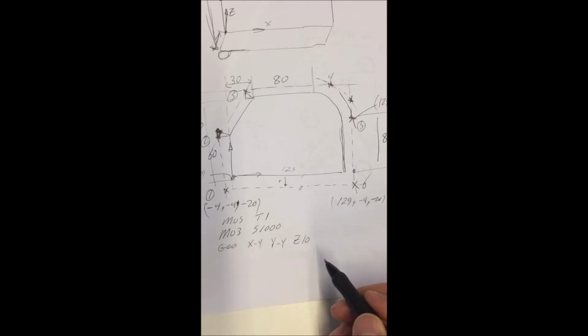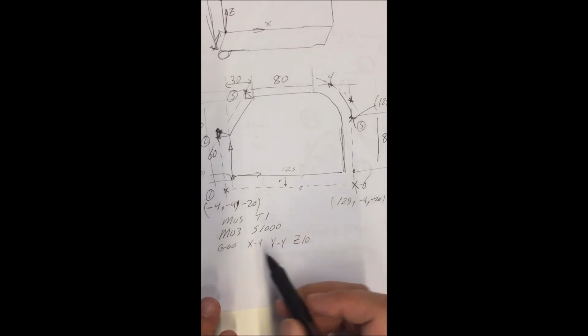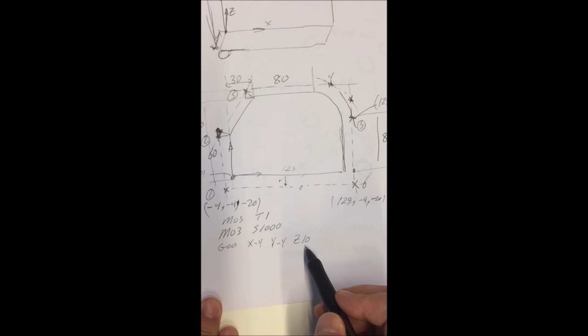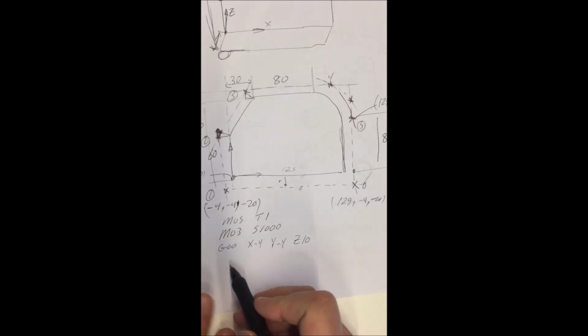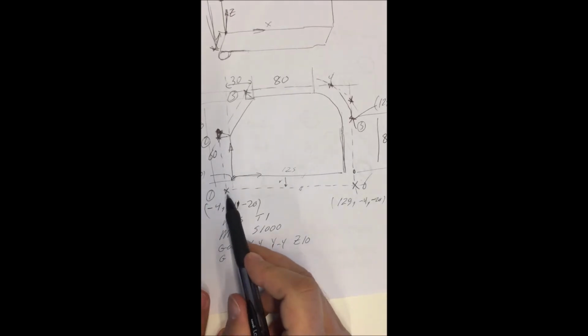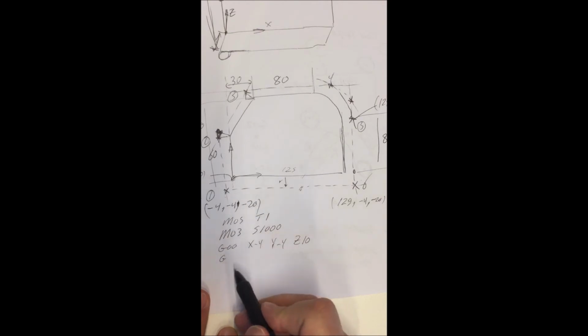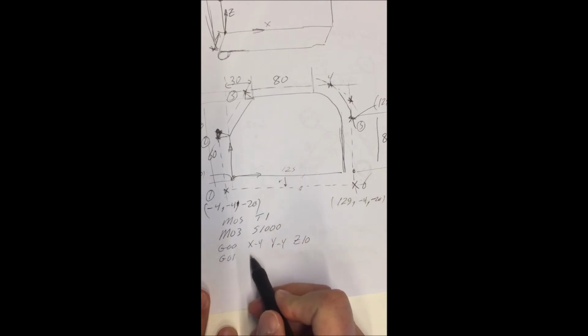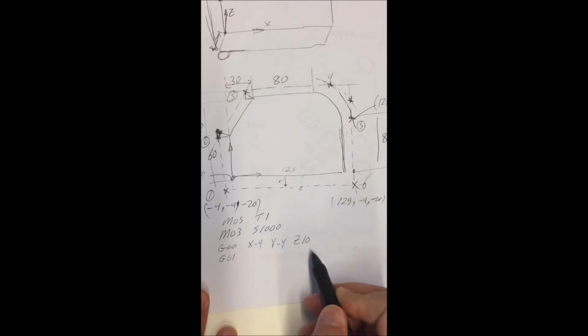Now I don't come from the origin point to the point where I would like to start cutting with diagonal movement. I always move in the horizontal movement. So I will go to that point first, then I will go for the next point, which is going to be that point at level of minus 20. So G01, the x is going to be minus 4, y is equal to minus 4.